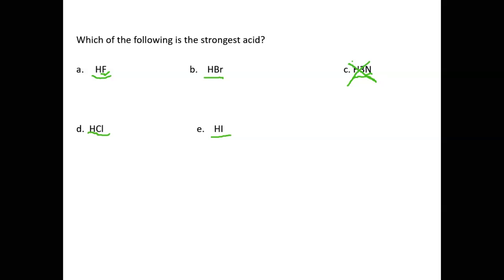And so what's the trend for polarizability? As you go down a group, you increase its polarizability because you have more electrons. So based on that, E is the strongest acid because it contains the most polarizable species. And next time we'll be talking about some rules to help us determine the strength of an acid.